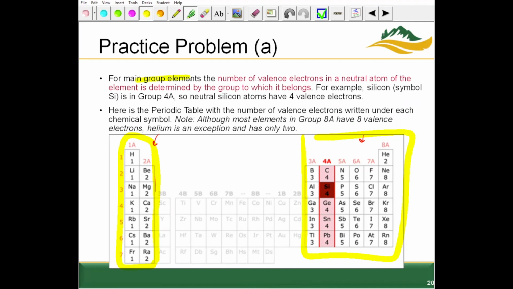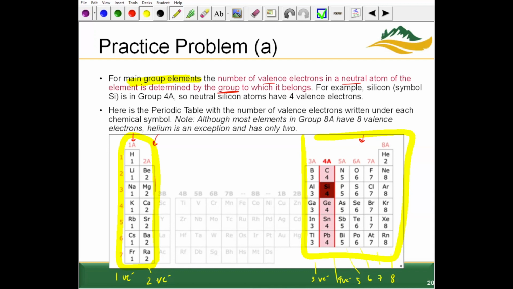For these main group elements that I've highlighted, the number of valence electrons in a neutral atom is determined by the group it belongs to. For instance, these all have 1 valence electron, all of our alkali metals. These all have 2 valence electrons, all of our alkaline earth metals. These all have 3 valence electrons, these all have 4 valence electrons, and so on. So 5, 6, 7, and 8 valence electrons.